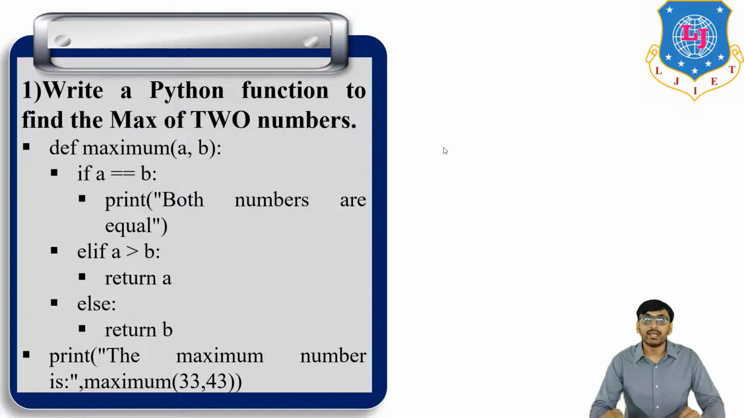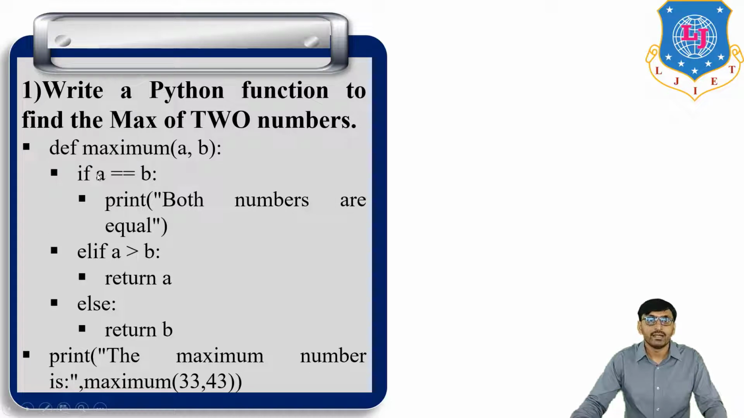Now we know that the main advantage of function in Python is code reusability. So in this program, the first step is def maximum(a, b). def is a keyword which represents a function, maximum is the function name, and in the parenthesis a and b are formal arguments. There are mainly two types of argument, formal argument and actual argument. So here a and b are formal arguments.